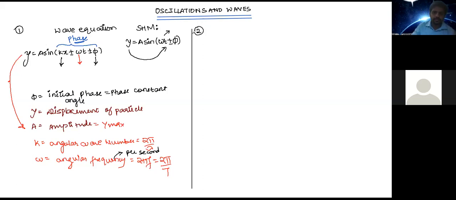Then we studied about the different types of waves. Did we read something like this? One wave which moves in one direction, the positive x direction, will have the equation y equals, yeah, tell me.